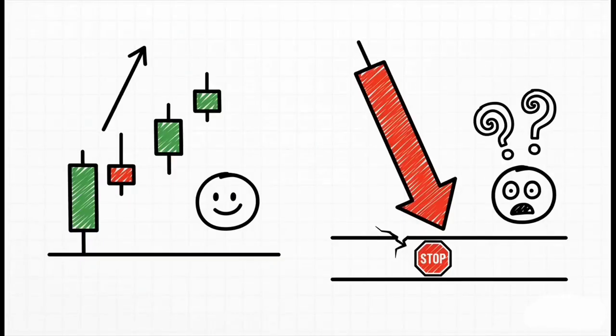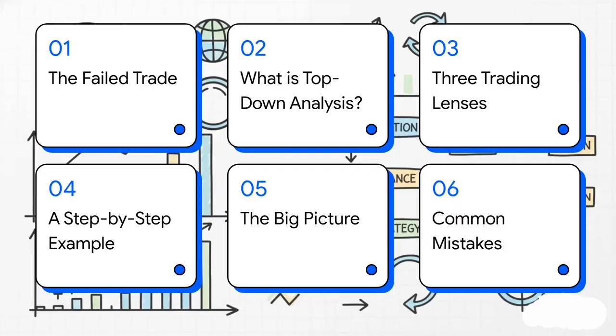Yeah, you see that strong green candle bouncing right off support, you go long. And the second you get in, the market just tanks and smashes your stop loss. And you're just left there scratching your head thinking, but I did everything right. So what on earth went wrong? Well, the answer almost always lies in seeing the bigger picture.